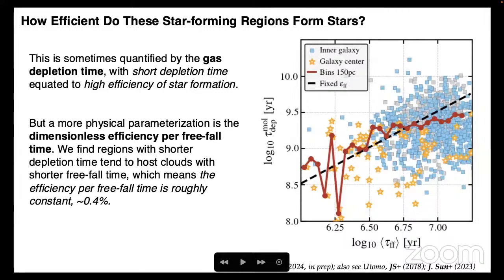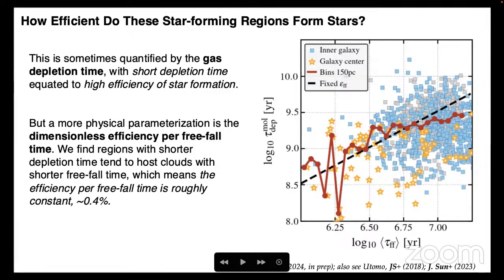And by painstakingly trying to figure out how do we measure gas mass, how do we measure star formation rate, how do we figure out the free fall time of the cloud across the whole PHANGS sample, the most recent measurement of this efficiency per free fall time is that this is roughly a constant number around 0.4%. So this is saying that less than 1% of gas mass is being converted into stars within the molecular cloud per free fall time. This is quite inefficient.